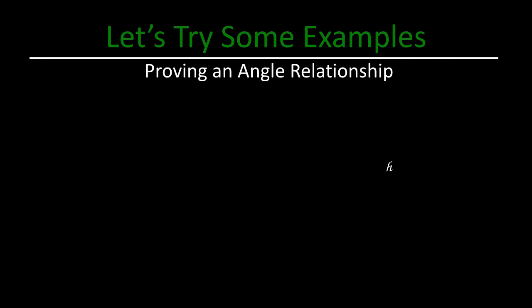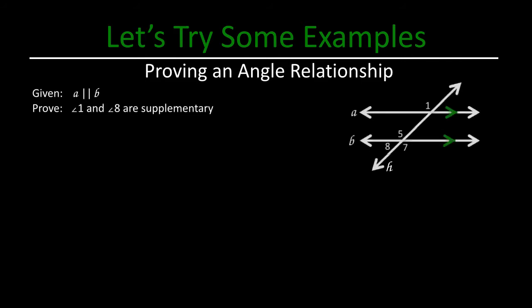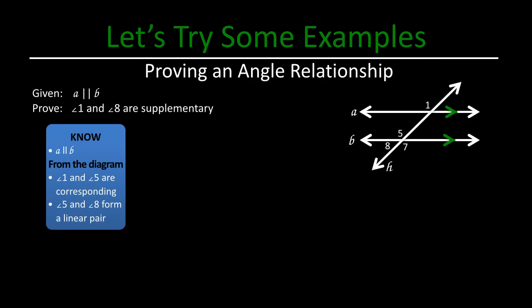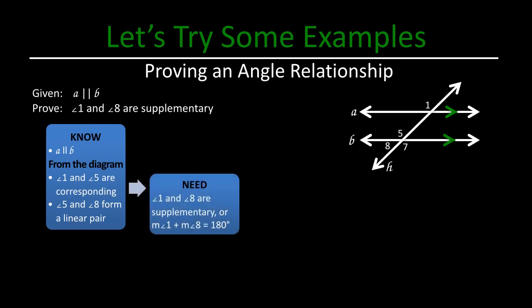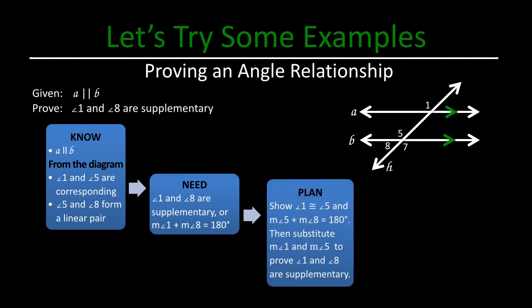Now that was a lot of theorems to cover, so let's try some examples. We're going to be proving an angle relationship. If we're given line A is parallel to line B, we want to prove that angle 1 and angle 8 are supplementary. So before our proof, we would know line A is parallel to line B, and from the diagram, we also know that angle 1 and angle 5 are corresponding. Also, angle 5 and angle 8 form a linear pair, which also means that they're supplementary. Now our plan is to show that angle 1 is congruent to angle 5 and that the measure of angle 5 plus the measure of angle 8 equals 180 degrees. Then we can substitute in angle 1 for angle 5 to prove that angle 1 and angle 8 are supplementary.